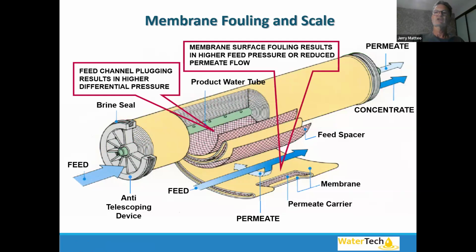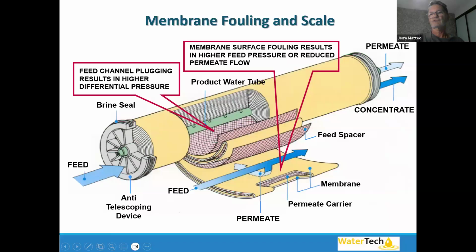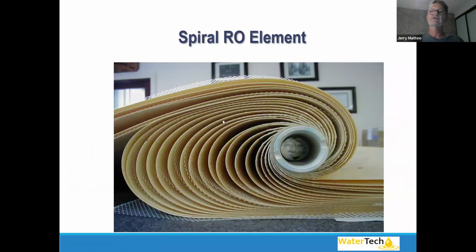The sheets are all wrapped around this center permeate tube. Through these little screens, that's where our fresh water would flow. Permeate would go through the membrane and spiral all the way around to here, and our concentrate would go out the back. Membranes are very thin, that's all this is showing.